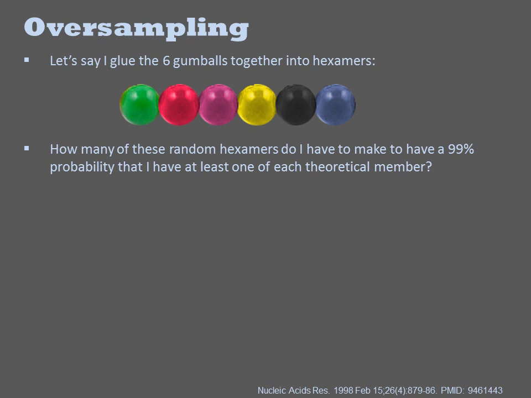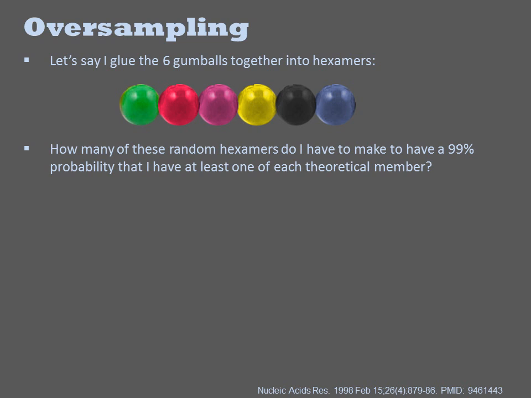When you construct a combinatorial library, you are not explicitly synthesizing each member of the library. You are sampling this combinatorial space randomly, so there are issues of diversity inclusion in your library. So in practice, you need to make more library members than are actually present in the theoretical library. Let's say I glue together 6 gumballs together into hexamers. The analogy of the gumballs is to amino acids, hence 20, or to bases, of which there are 4, or to a set of parts that could be any number.